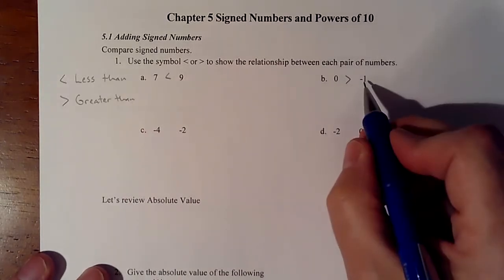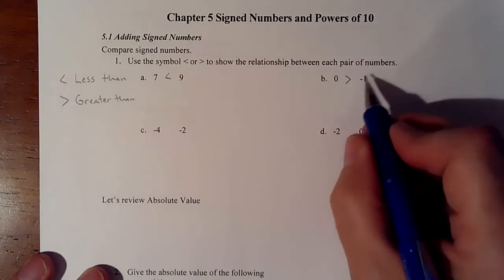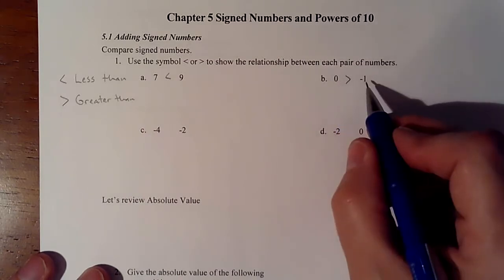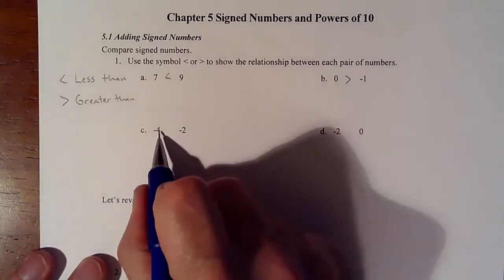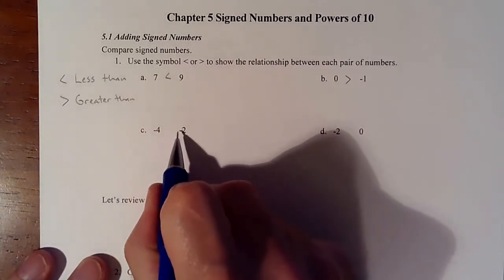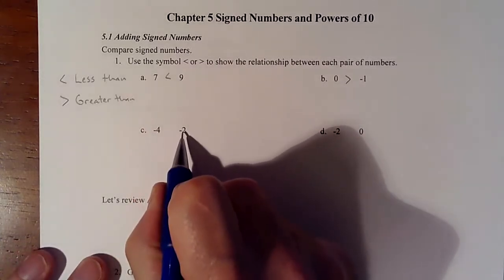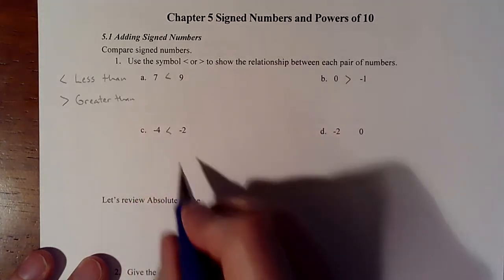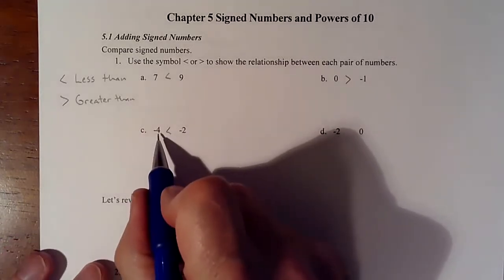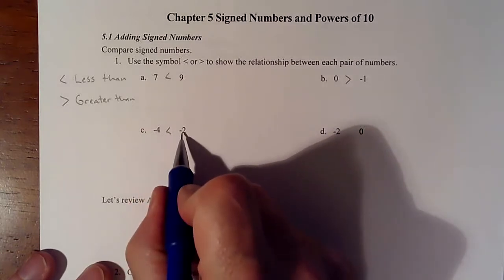You can think of negatives as money. So is it better to have $0 or -$1? You owe money on that, so that works nicely with this. Is -4 greater than or less than -2? It's actually less than. Again, think of it as money: with -4 you owe $4 versus owing $2.